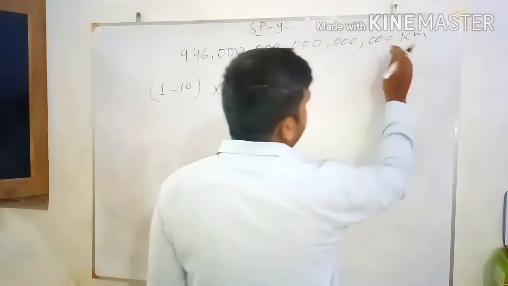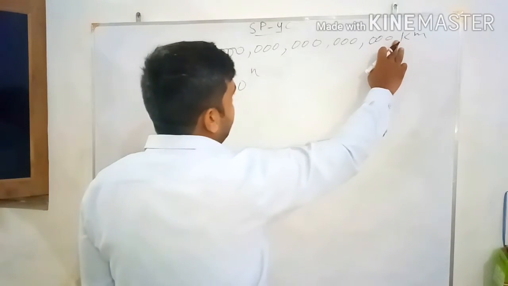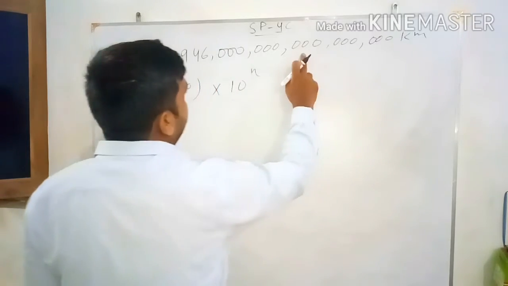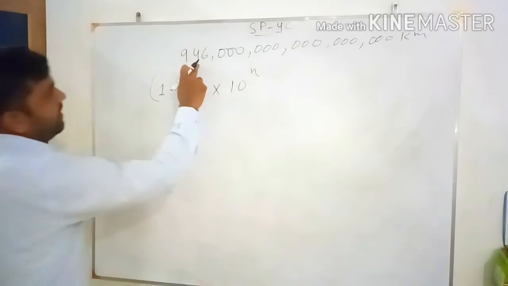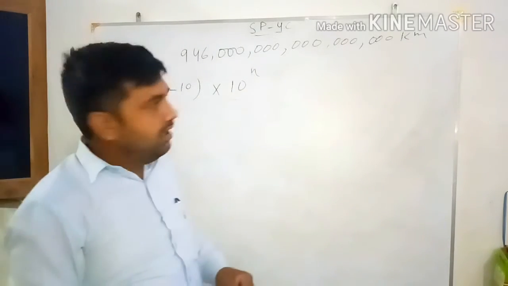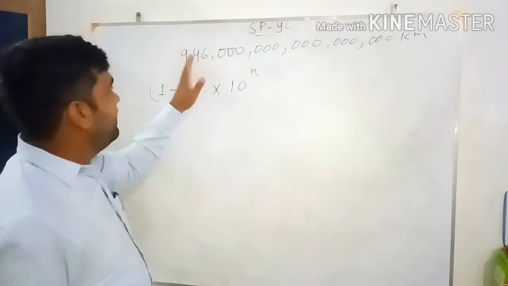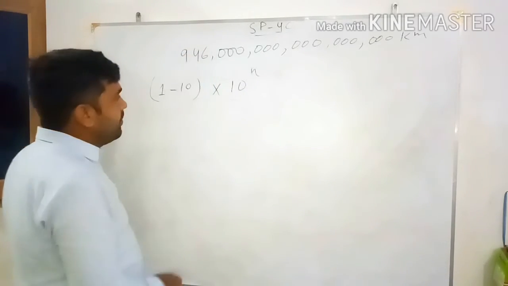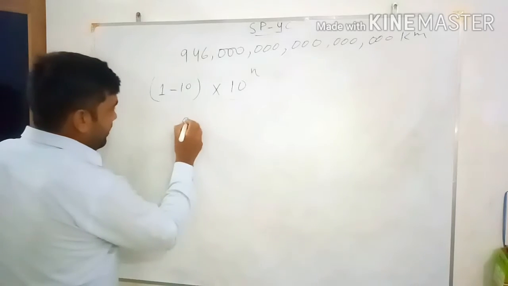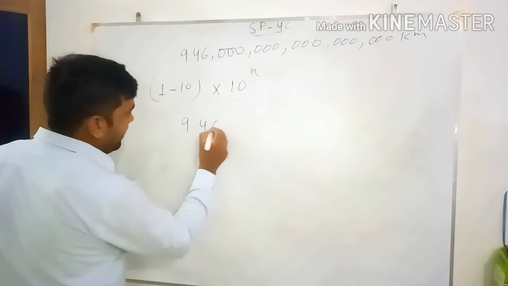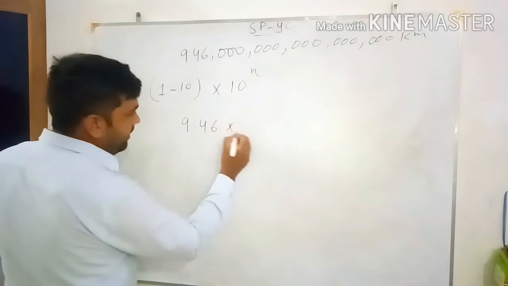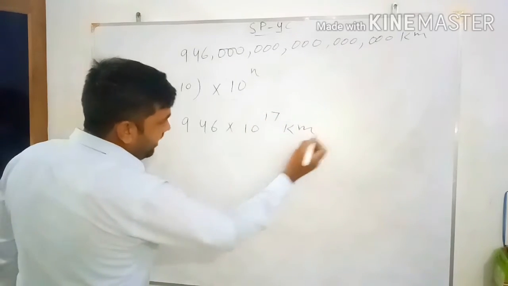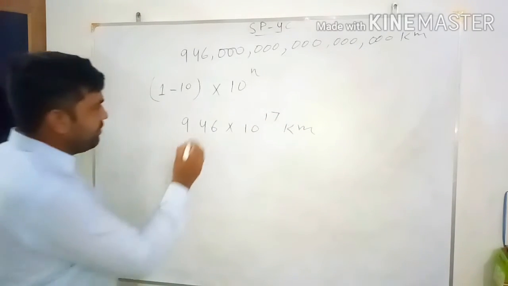See, the decimal may be here, because at the last place we can put the decimal point. So 3, 6, 9, 12, 15 to 17. So I had to shift the decimal 17 places left. Then the decimal will come after 9. So 9.46, that I can write multiplied by 10 to the power 17 kilometer.